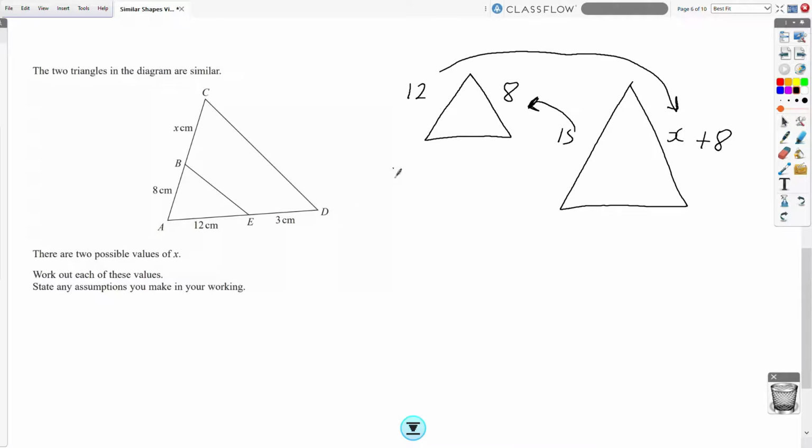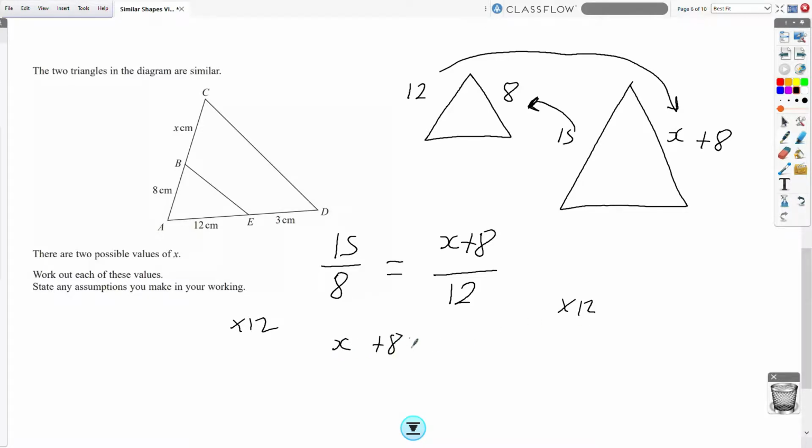So the way we're going to set up 15 divided by 8. So the bigger opposite length divided by the smaller opposite length is the same as the bigger opposite length of x plus 8 divided by the smaller opposite length of 12. We times both sides by 12. So x plus 8 is going to give us 45 over 2, or 22.5. So x, take away 8, will give us 14.5 centimeters.